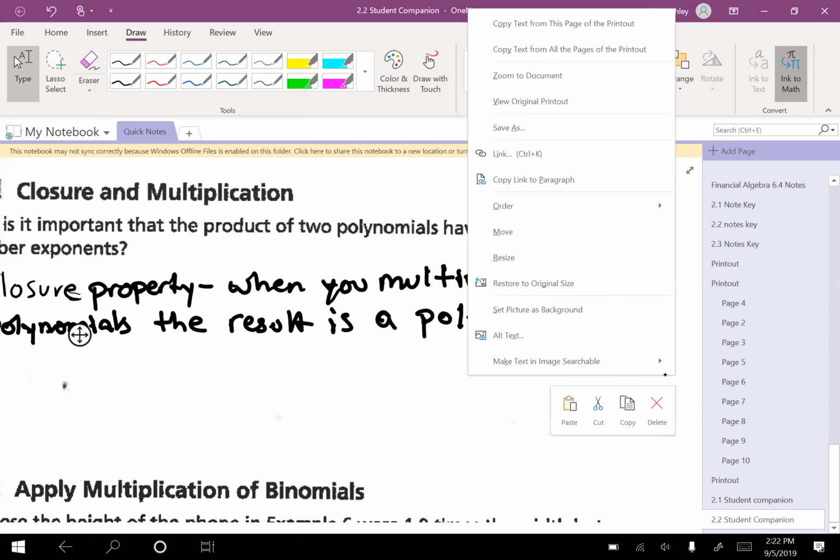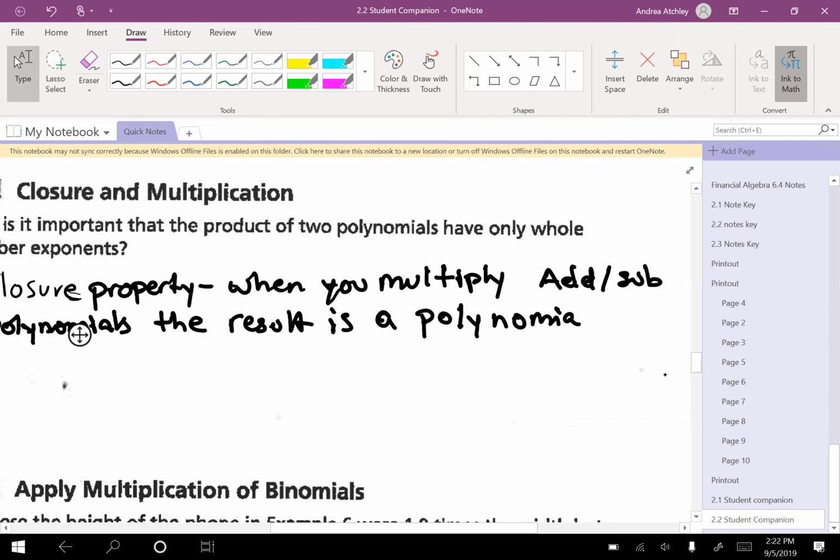This is going so well until right this minute. It's not wanting me to finish writing. Okay, finish writing polynomial for me. There we go.